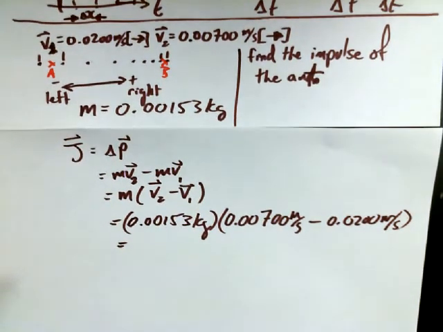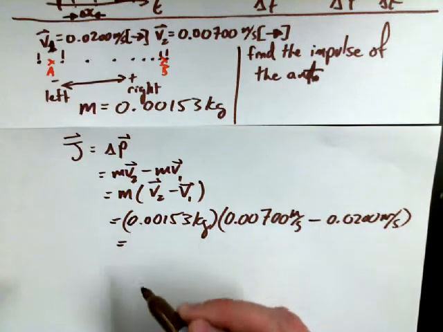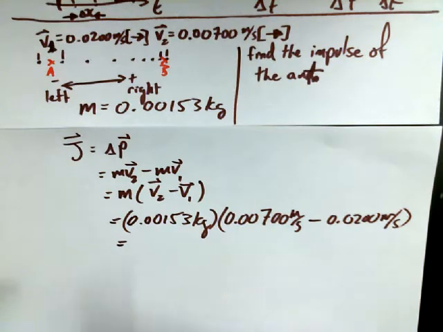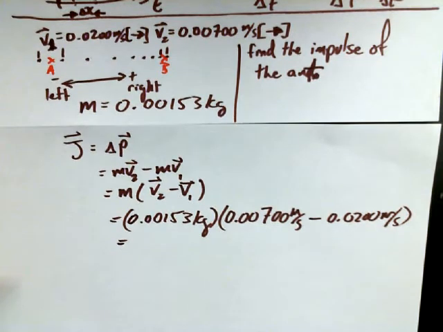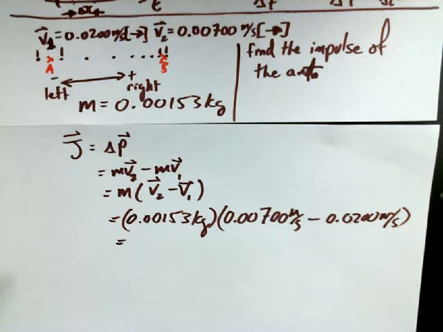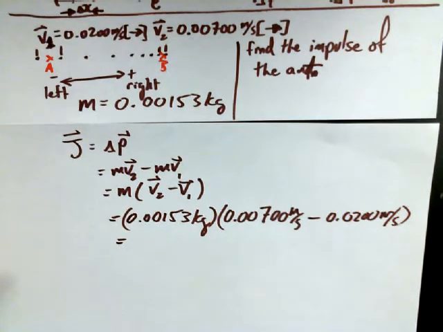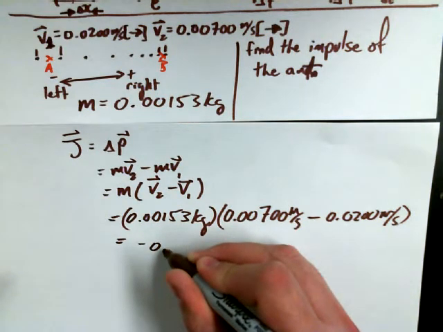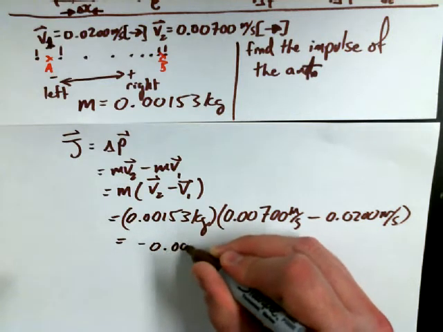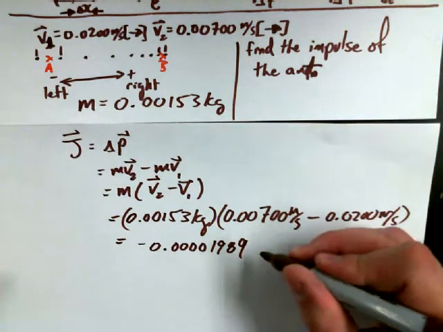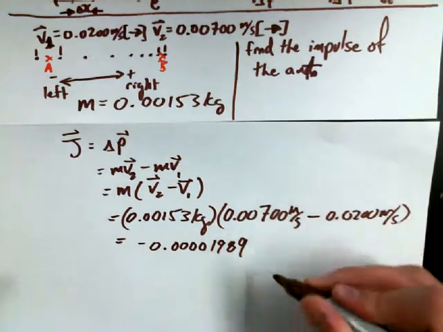And in the end, it's going to be a very tiny number. I predict it will be a year in the 20th century. Negative 1.989 times 10 to the negative 5. So a year in the 20th century, 1989.